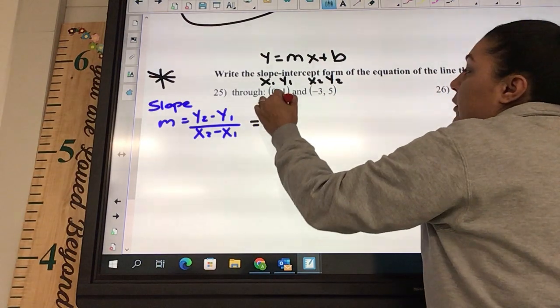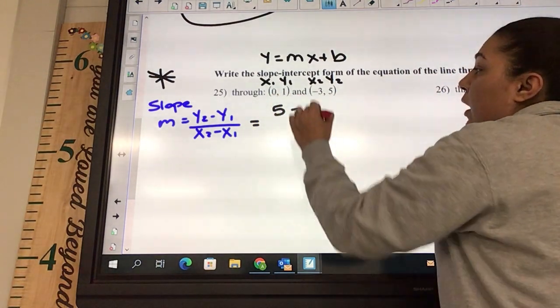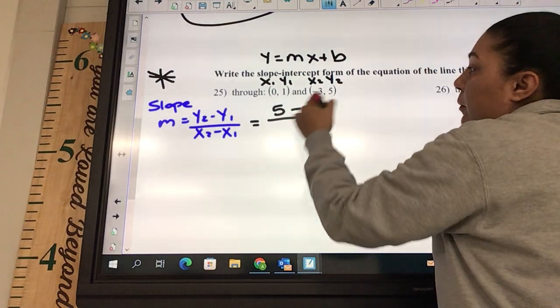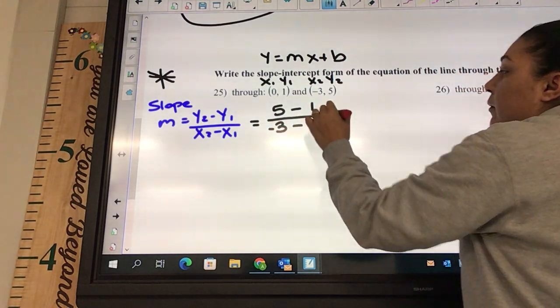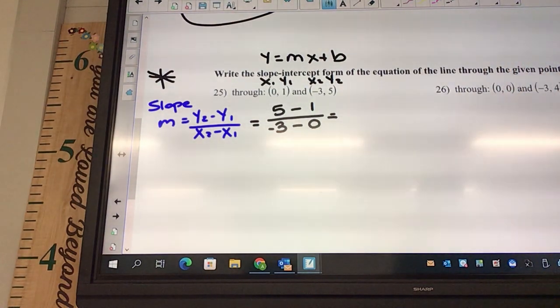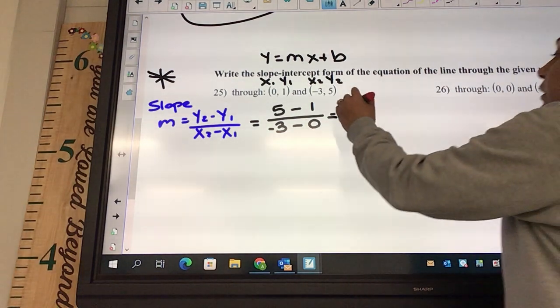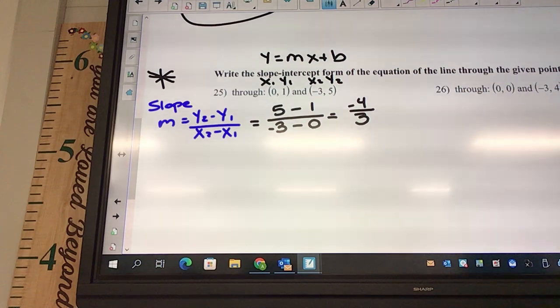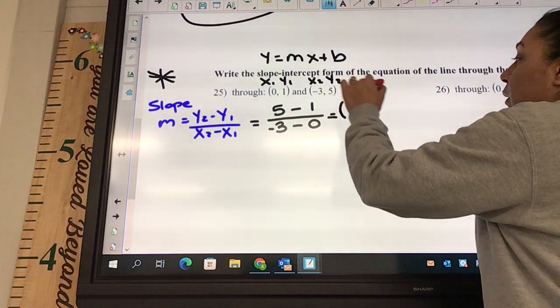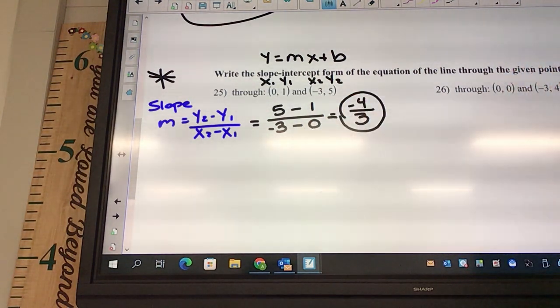Okay, and so my y2 is 5 minus y1 is 1 over my x2 is -3 minus my x1 is 0. -4/3. Somebody agree? Okay, and so I would probably circle this number because by the time you get all the way down there, I don't want you to lose some of your numbers, okay? So we've got our slope now, and we also have points from the beginning.